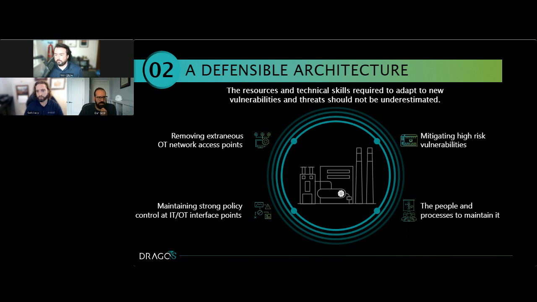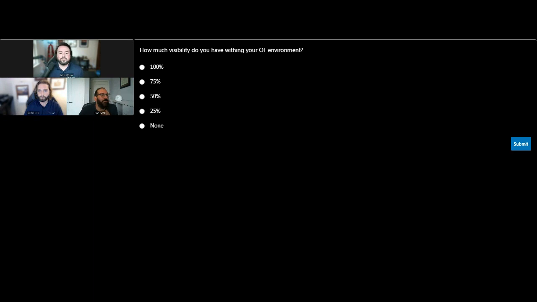Great. Thanks, Nick. So let's keep things moving along through the last three controls, and we promise this is the last question, and thanks for the great participation so far. But how much visibility do you have within your OT environment? We gave a couple options here of, you know, completely covered, I've got everything, down to 25%, or no visibility.